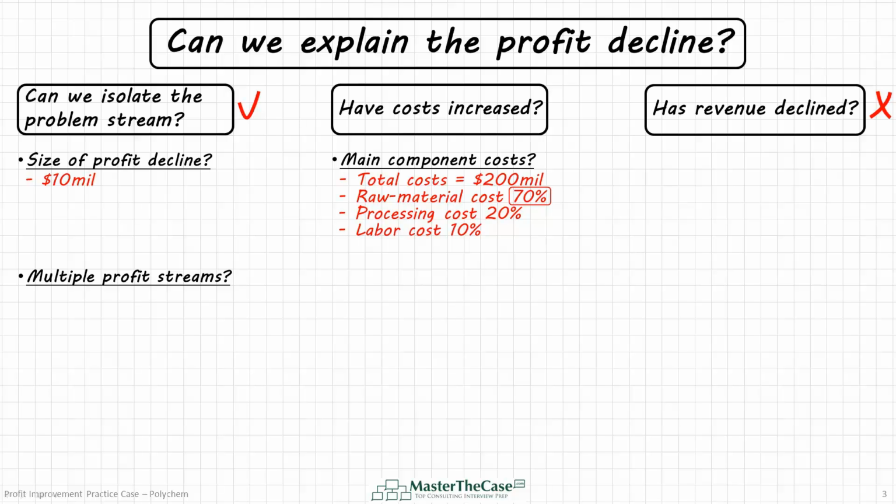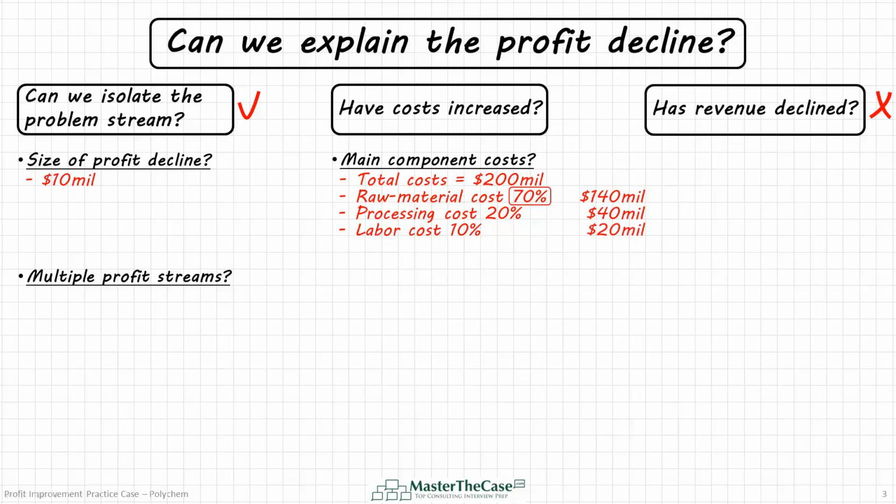Now, I'd like to compute the dollar values of each component. So that's $140 million in raw materials, $40 million in processing, and $20 million in labor.